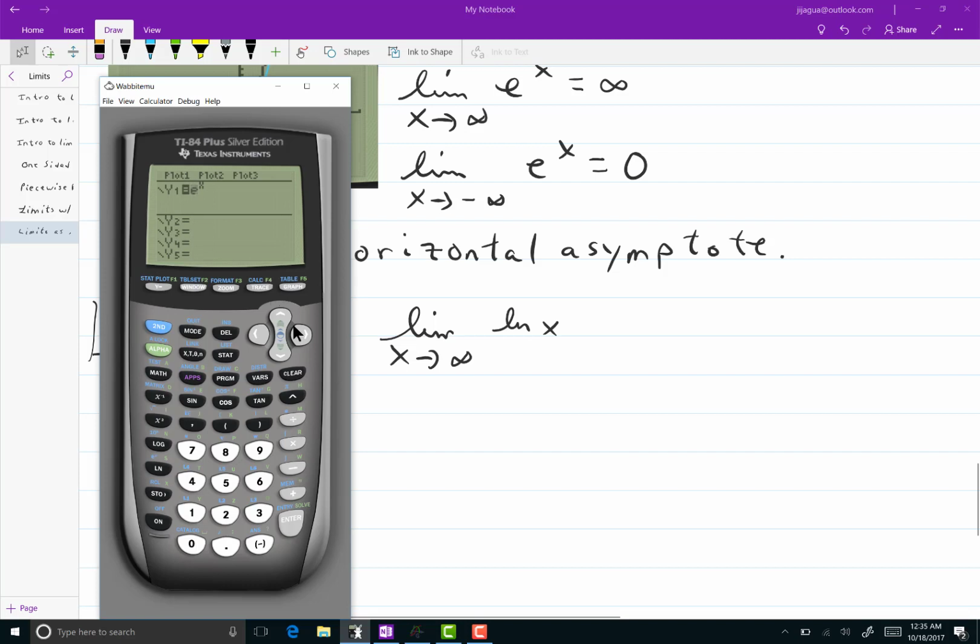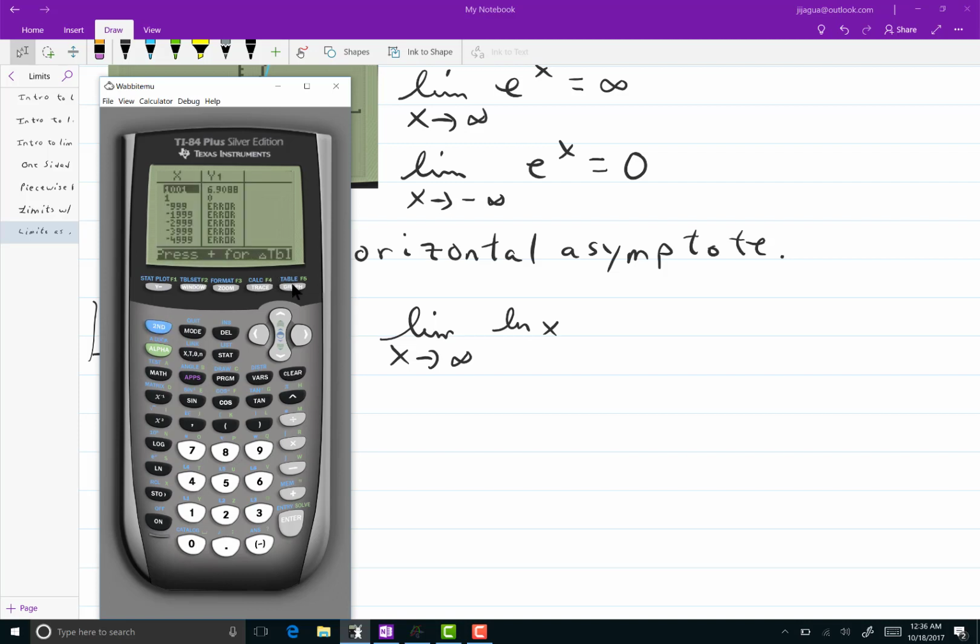As usual, I'll put it in y1. We have a button for ln. There it is. Put in the x, parenthesis, and as usual, zoom 6 is like home base. All right, so you see a graph that's increasing. It's going up, but not so fast. It's very slowly creeping up. If I trace some values, as I scroll and use higher and higher x values, the y values are tiny.